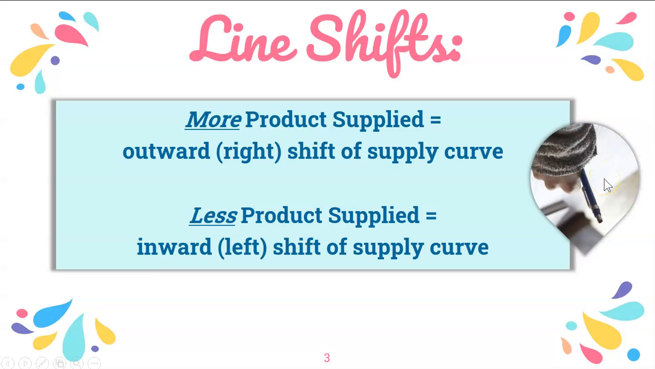Alright, talking about our line shifts. So we have a couple of relationships here. The more product that's supplied, the more you're going to have an outward shift of the supply curve, which means your line on the graph will shift to the right. When you have less product that's supplied or less supply, it's going to be an inward shift of your supply curve, which means it's a left shift of the line on your graph.